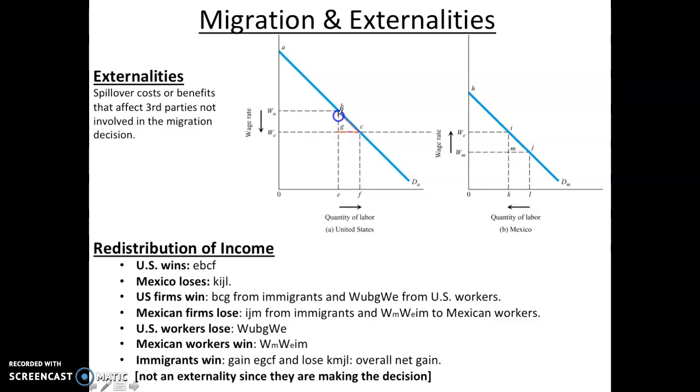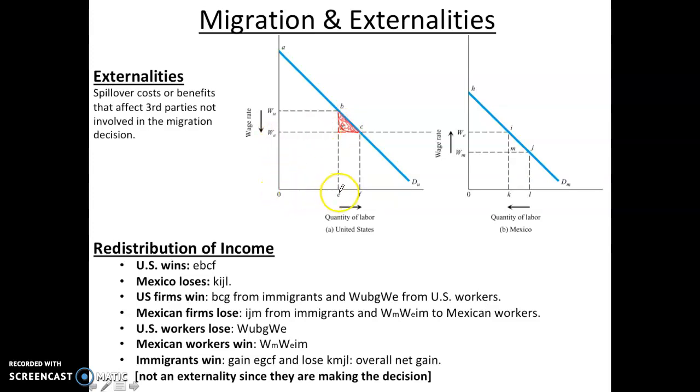So this area here from B to C to G is representing the additional value that the firm accrues from the employment of those workers, those migrants from Mexico. So we could shade this area in, kind of highlight that gain. At the same time, the U.S. firms now have lower wages for their American workers.